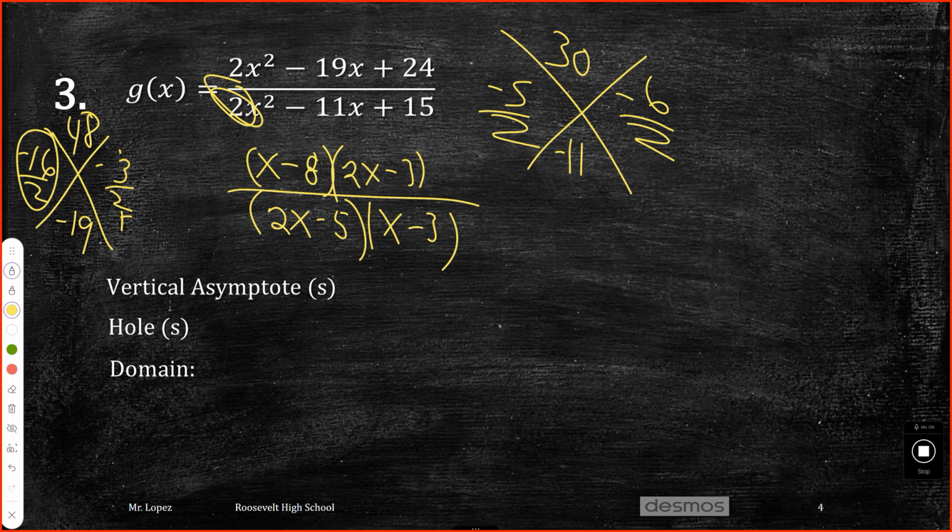Nothing will cancel here. Nothing cancels. So where will the vertical asymptotes be at? It has no holes, none. The vertical asymptotes will be at what? You actually have to solve. So where is it at? At x equal what? Positive 5 halves. These came from the bottom.